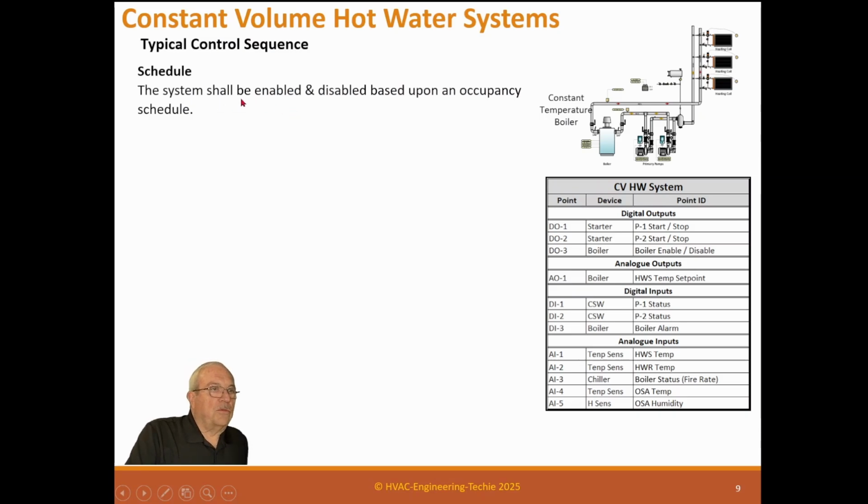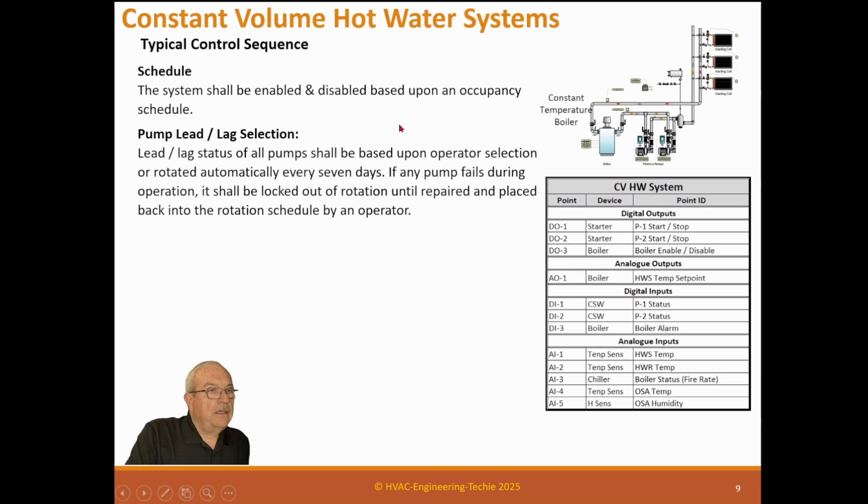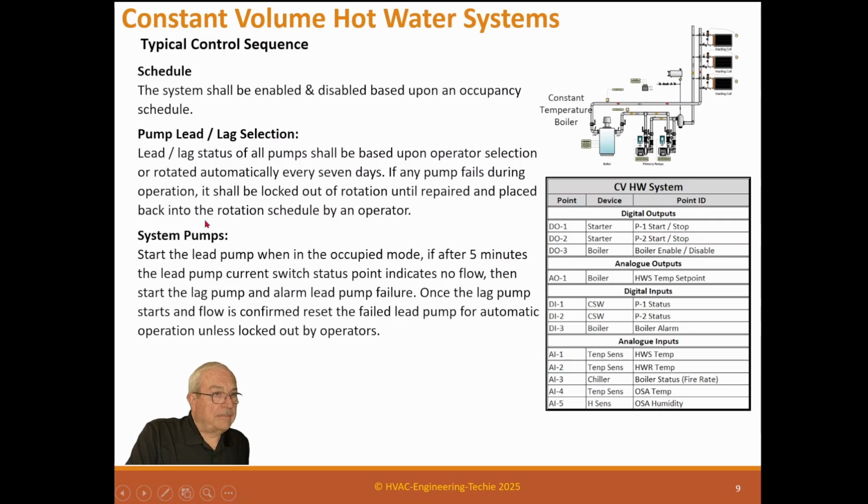So the system sequence is formed. First is schedule. The system should be enabled, disabled based upon an occupancy schedule of the space. Pump lead lag. So lead lag status of all pumps should be based upon operator selection or rotated automatically every 7 days. If any pump fails during operation, it should be locked out of rotation and repaired and placed back into rotation and scheduled by an operator. So basically, if a pump fails, it will get an alarm, and it automatically switches to the backup pump, but it won't go back to the other pump that failed until an operator has fixed it and put it back into the schedule and says it's ready to run.